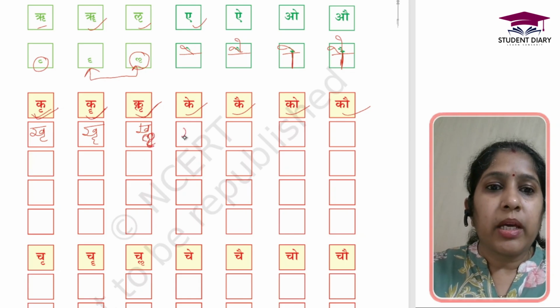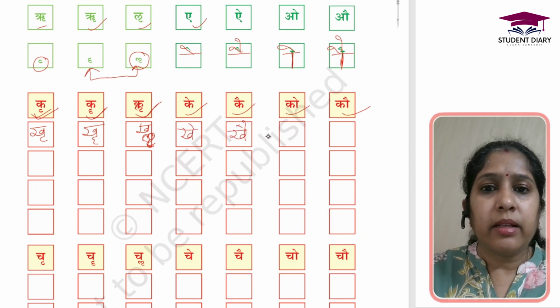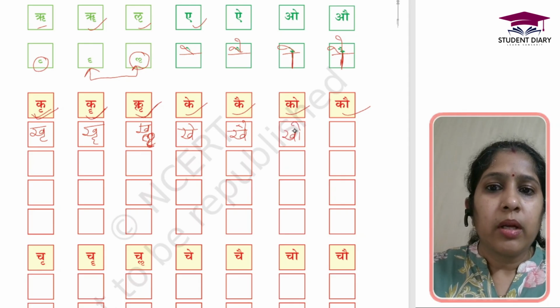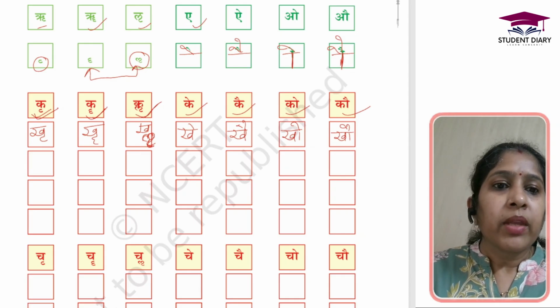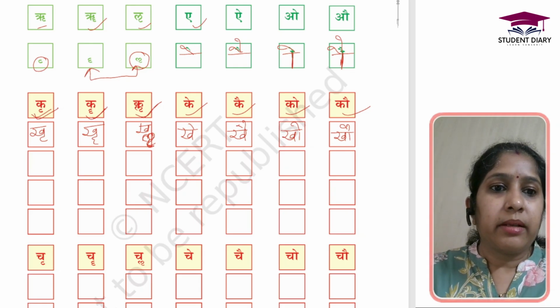Okay, then it is going to be ke, then it is going to be khai, and then it is going to be kho, and then it is going to be khau. Correct? I hope everyone has understood this kha wala. Then after kha, what comes? Ga. So they are in the sequence only, the letters, right?